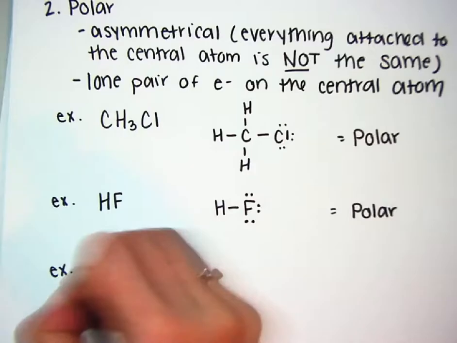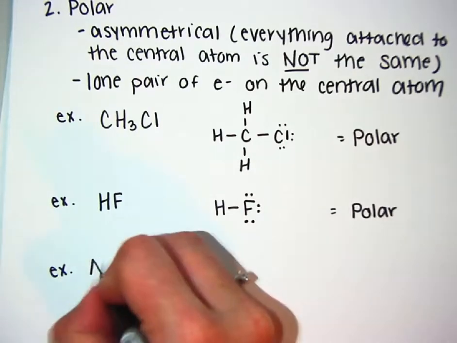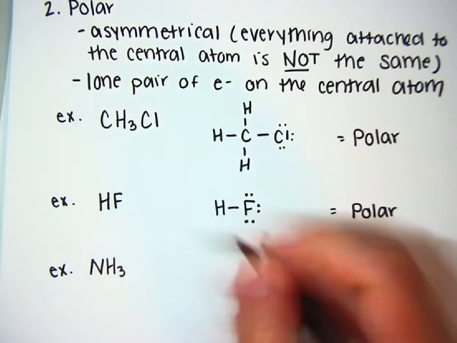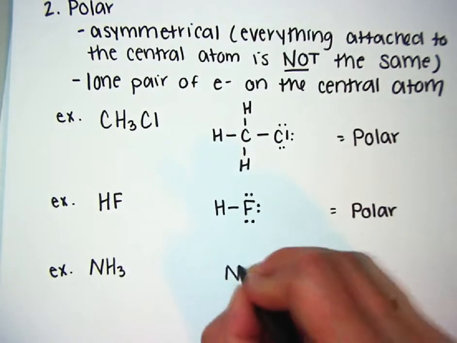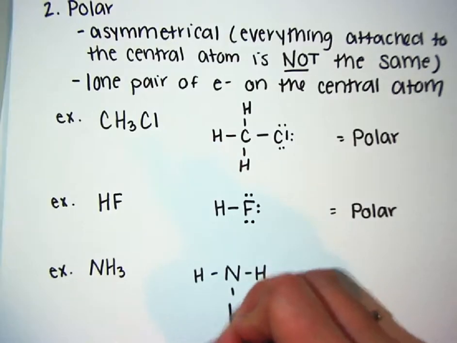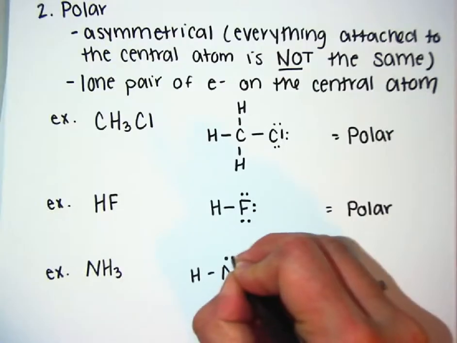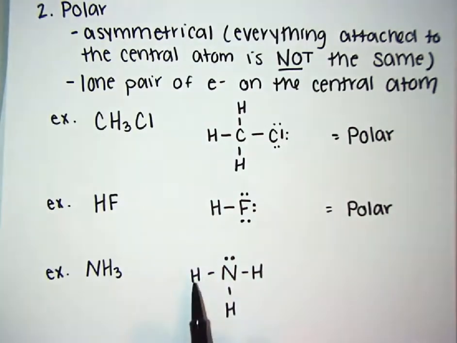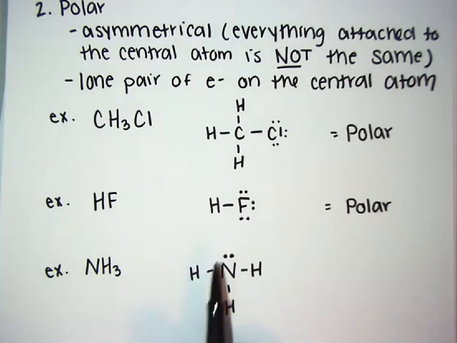Here's where we have to be careful. Let's say we had ammonia, NH3. So we draw our Lewis structure. And notice that all of the attachments are the same. But this lone pair of electrons makes it polar.